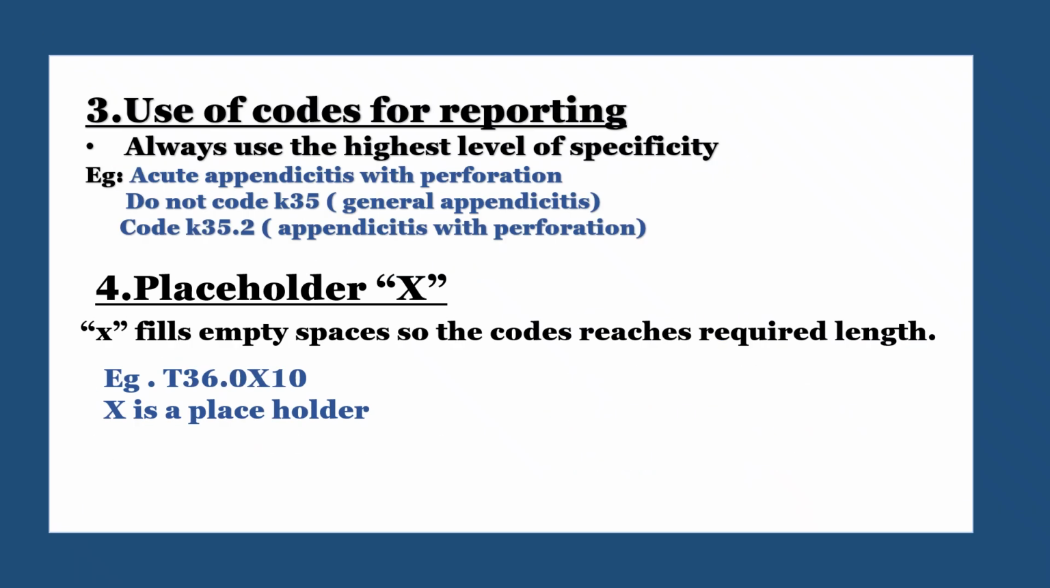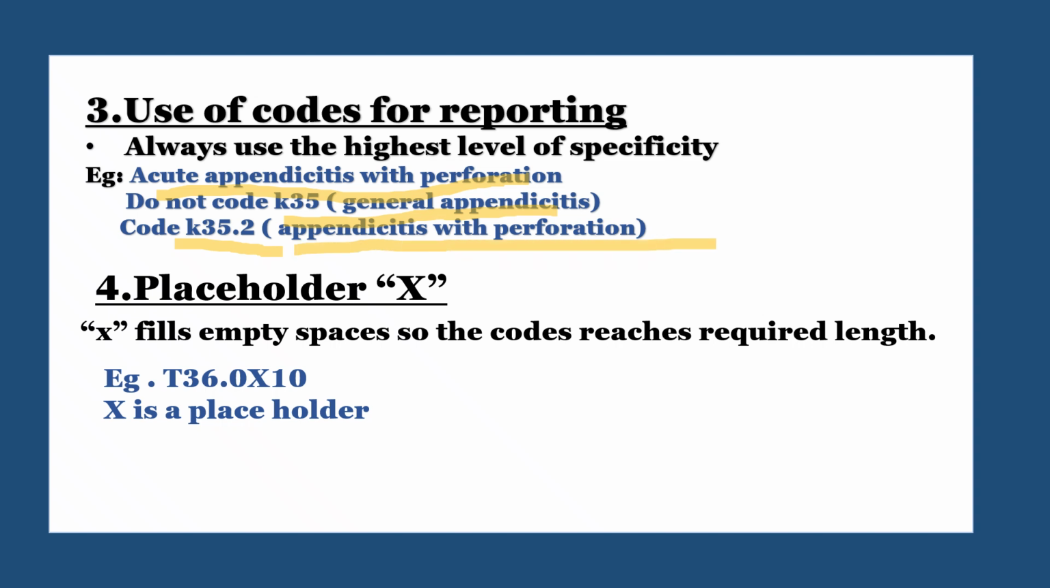Use of codes for reporting: always use the highest level of specificity. For example, the document states acute appendicitis with perforation. What people generally do is find acute appendicitis in the alphabetical list and code it as K35, which is general appendicitis. What you have to do is, under acute appendicitis, there will be a list of subterms. You have to search for acute appendicitis with perforation. So you will find K35.2, that is appendicitis with perforation.